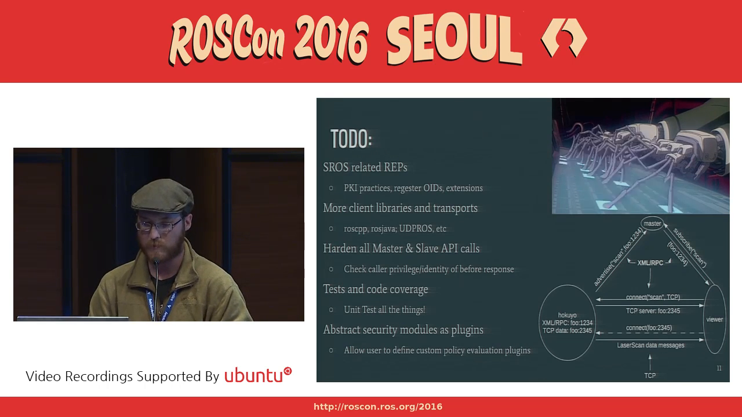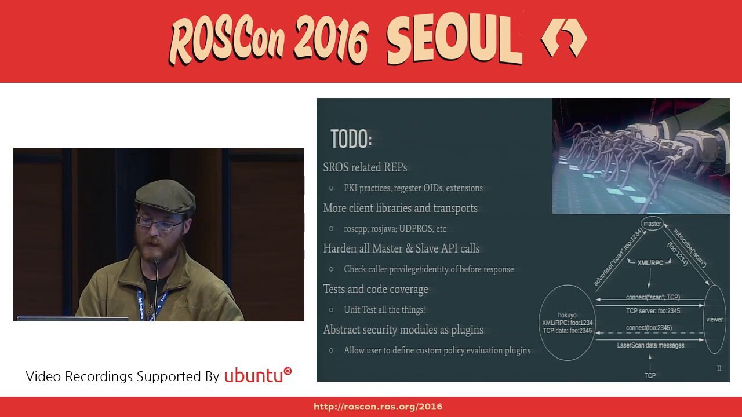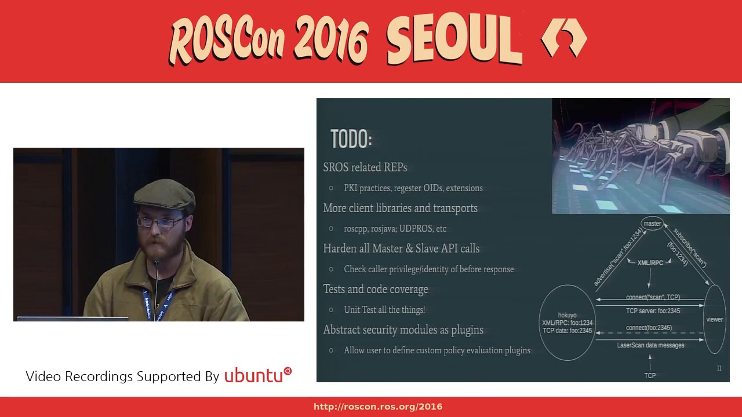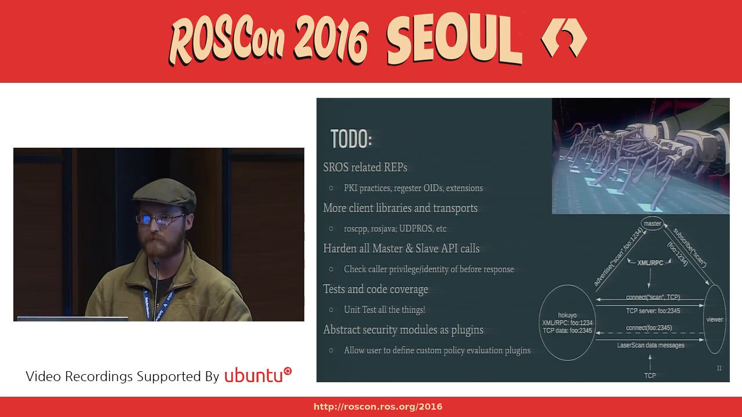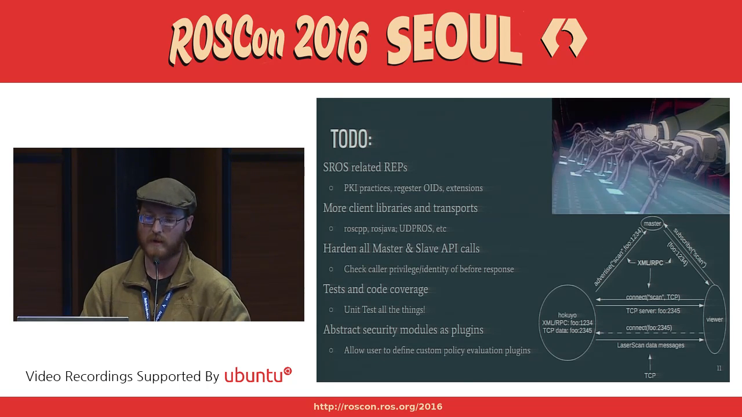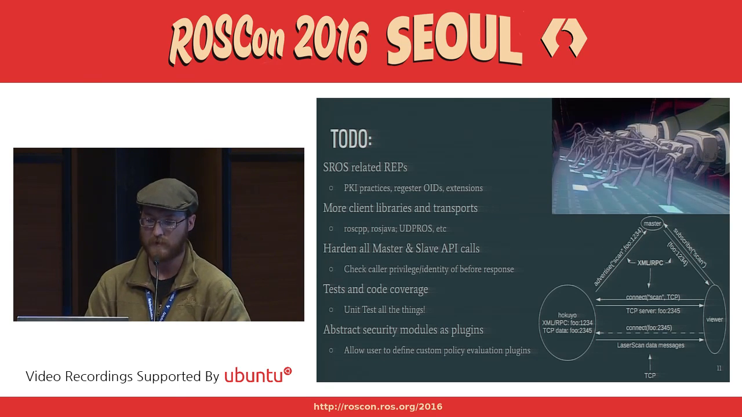We want to add some more support for different client libraries. Because the ROS client library and ROS core is all written in Python, for rapid prototyping, that's where we started. But we certainly want to add something like rosjava.